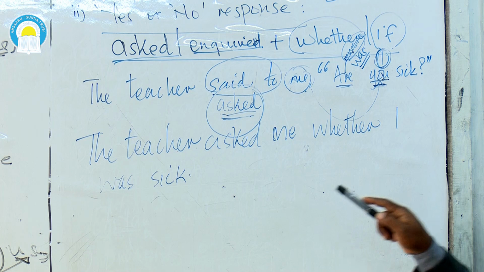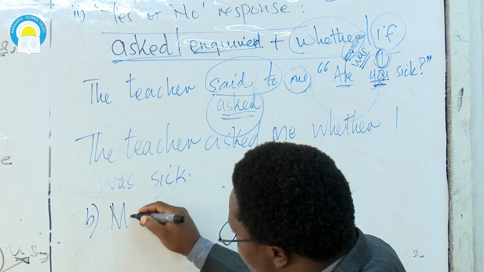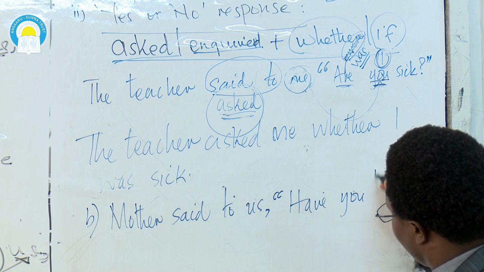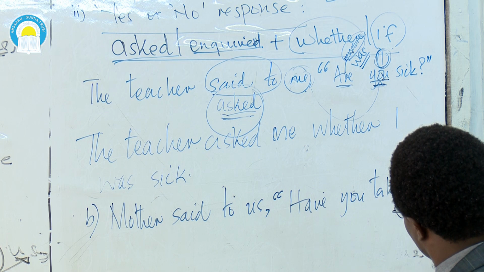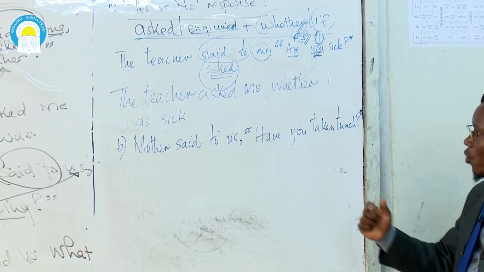Consider another simple sentence on the same note. Mother said to me, or to us, have you taken lunch? Mother said to us, have you taken lunch? Please note, the former rules we discussed should equally apply when it comes to this.